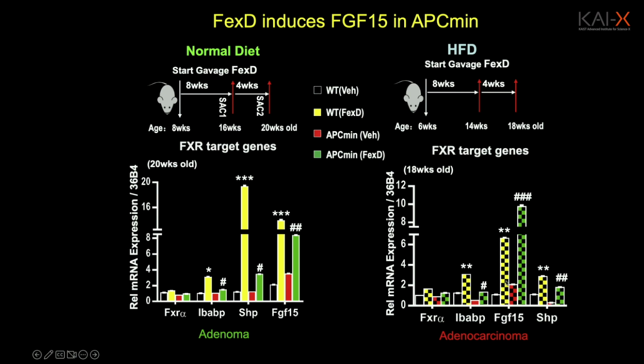That means you can't produce FGF15 basically. If you give the ligand, you restore, as is indicated here. And the same thing is true. Basically, where you have red, it's being suppressed. Where you have green or yellow, you are seeing induction.